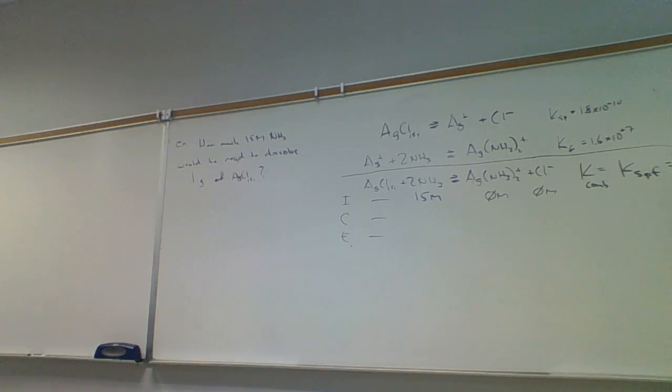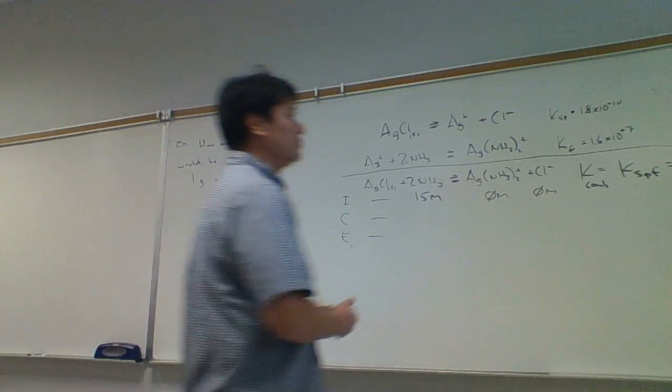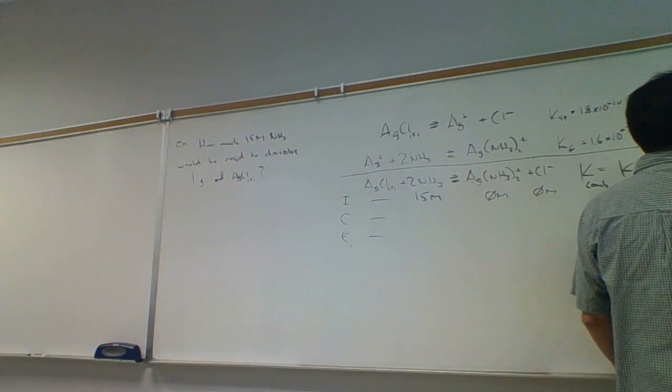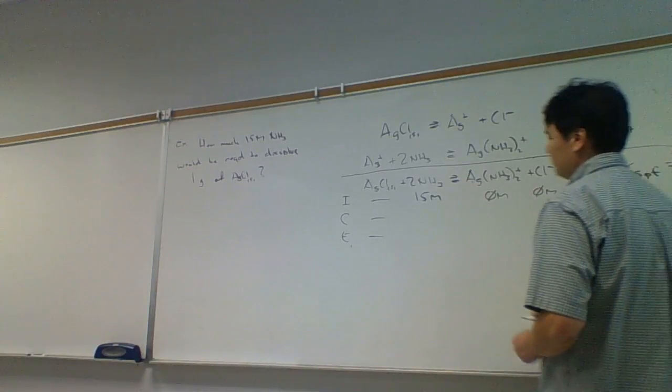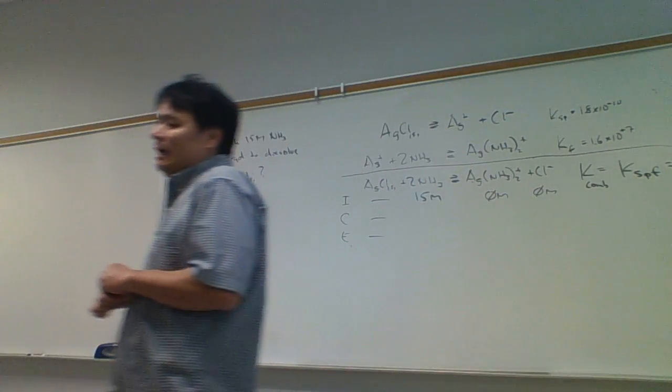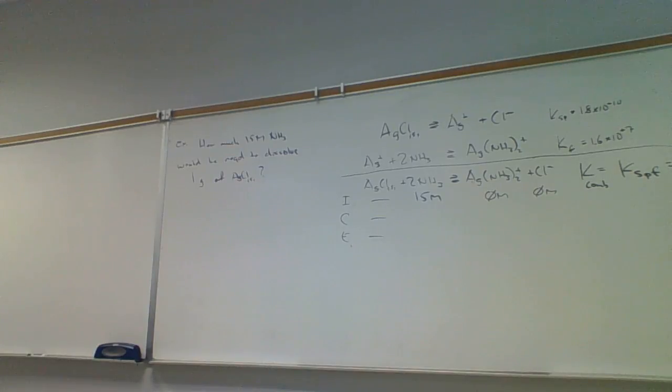KSP is 1.8 times 10 to the minus 10 times KF of 1.6 times 10 to the 7. Okay, we're going to write this in decimal form: 0.00288. And so when I look at the K, well, the K is smaller than 1, so it's more reactant than product. So maybe we should just leave it like this.